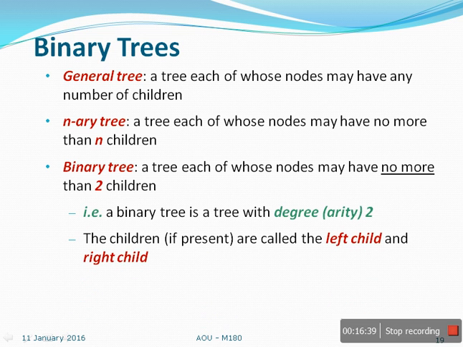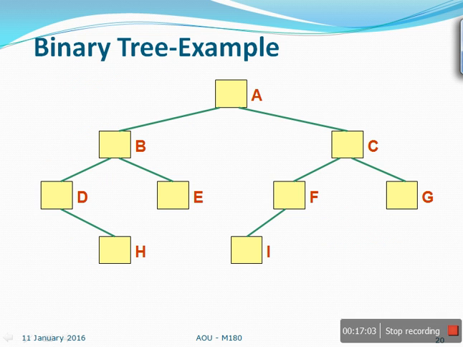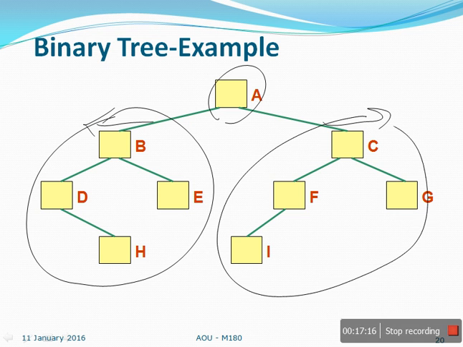Then a binary tree has a degree of 2, and the children, if present, are called the left child and the right child. For example, this is a binary tree with 2 children. Here the children can be defined as the left child, this is the left child, and this is the right child. Now here is an example of a binary tree, where for A this is the left and this is the right, B and C. Or we can also say this is a left subtree and the right subtree.